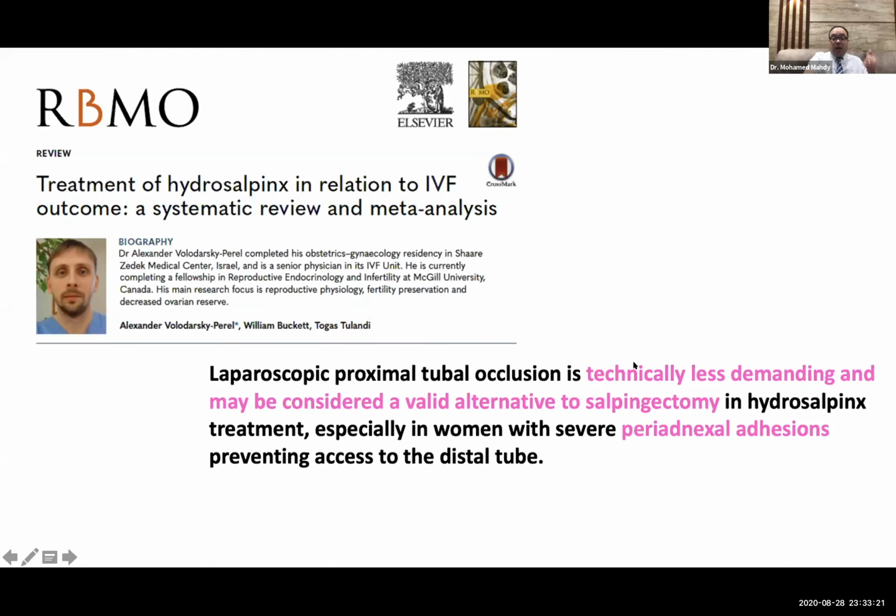It is technically less demanding, so it can be used in difficult cases. It may be considered a valid alternative to salpingectomy in hydrosalpinx treatment, especially in cases with severe periadnexal adhesion, in order to decrease the morbidity for the patient.